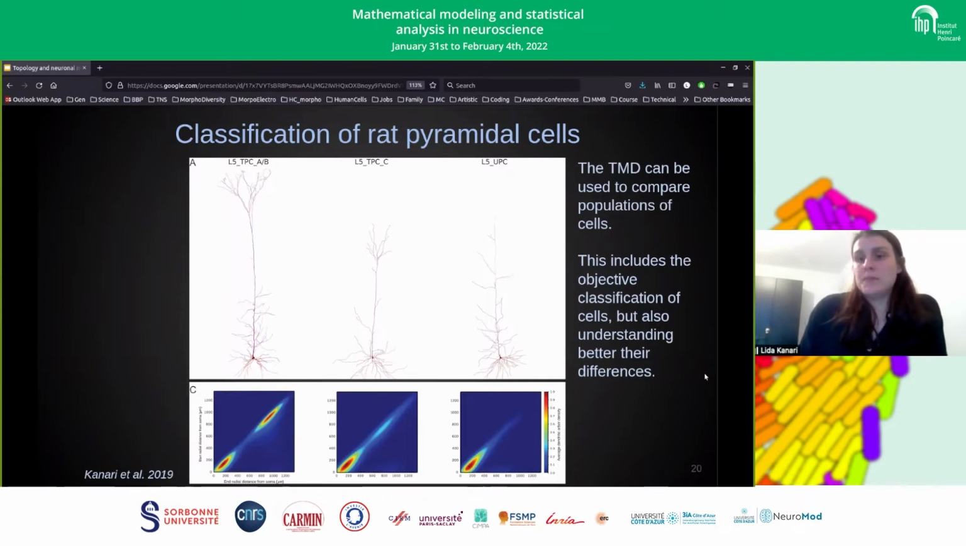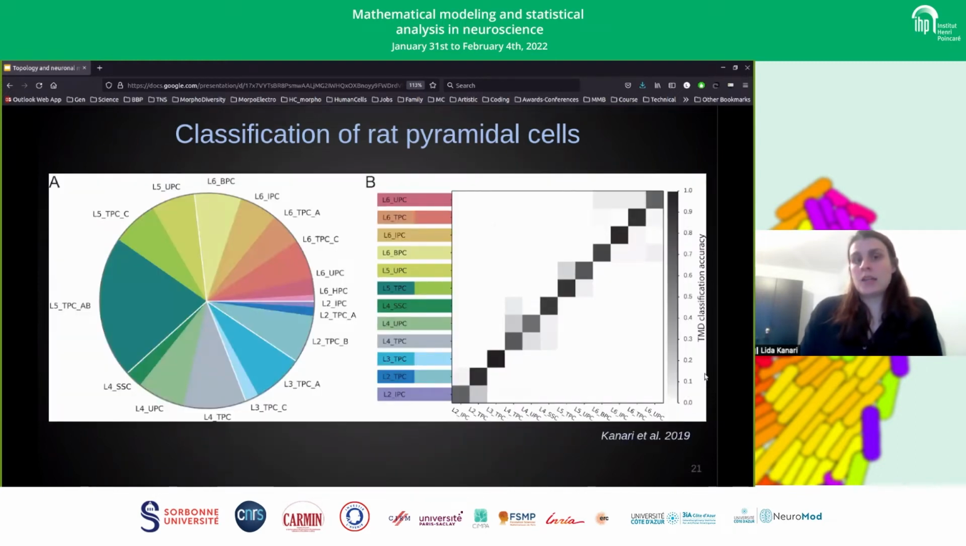And this is also a way to understand what is different between the classes that we see. Here is an example. In the cortex, we have all these cortical layers from layer 1, which is the superficial one, up to layer 6, which is the deepest one. And these are the classes that we have identified, and the names were given by experts. But as you can see, we get a very good classification accuracy for the main classes.